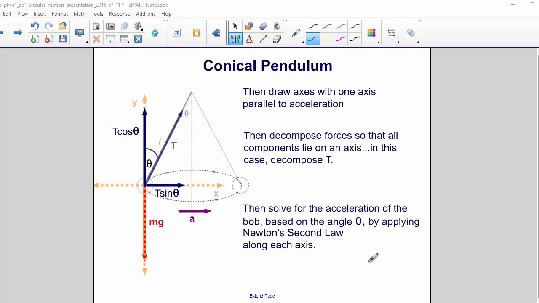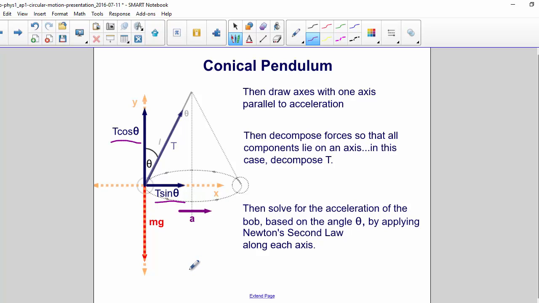Then we will draw axes with one axis parallel to the acceleration, and then decompose forces so that all the components lie on an axis. In this case, we have to decompose the force of tension. So going up, we have force of tension times cosine theta because it is adjacent to our angle. And in the direction of our acceleration, we have force of tension times sine theta.